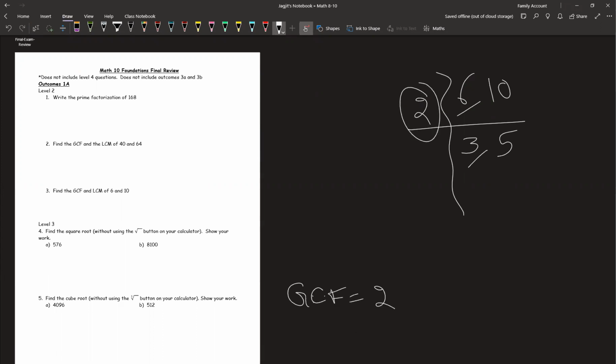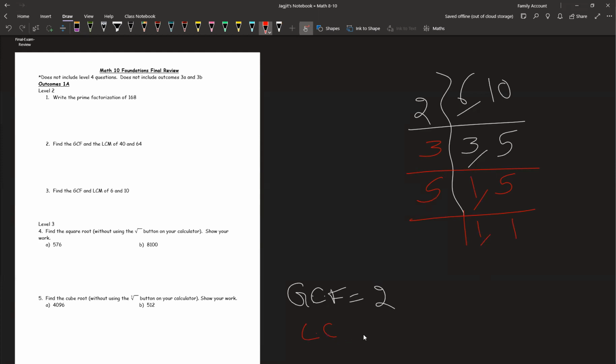That is my GCF. To find LCM, we're going to keep going until we hit 1, 1. Now, 3 can be divided by 3. 3 divided by 3 is 1. 5 cannot be fully divided by 3, so we're going to leave it as 5. That 5 can be further divided by 5. 5 divided by 5 is 1, 1. So now we've ended up at 1, 1, means we're done.